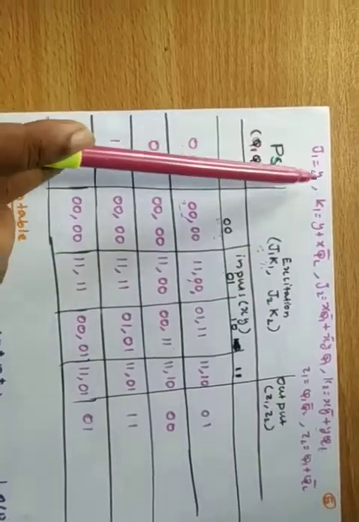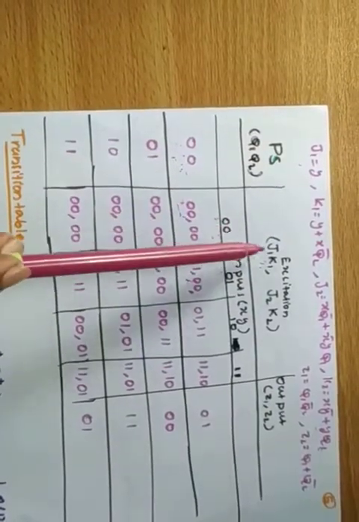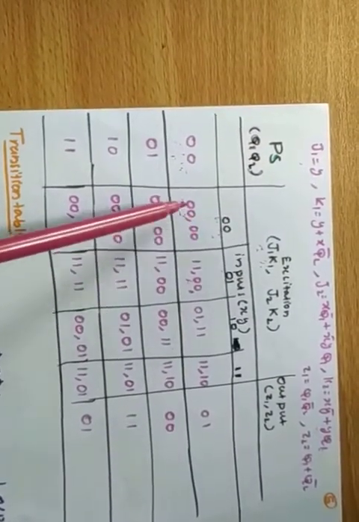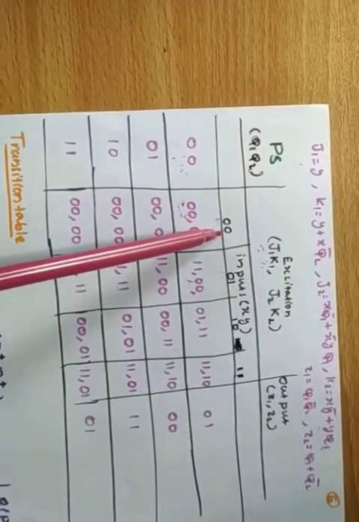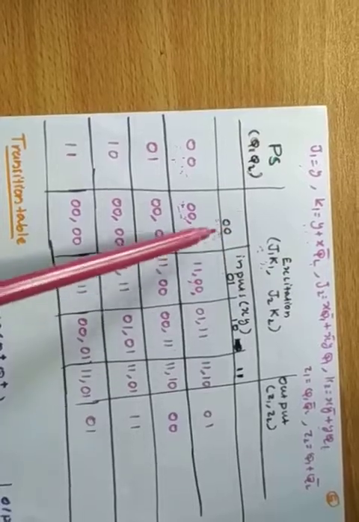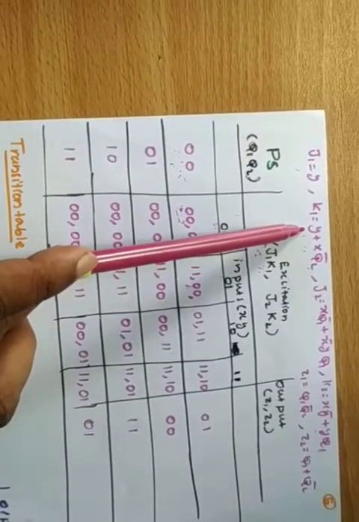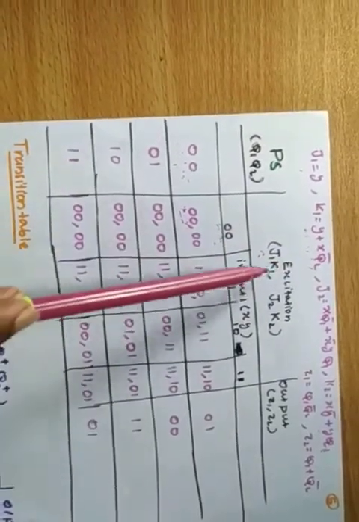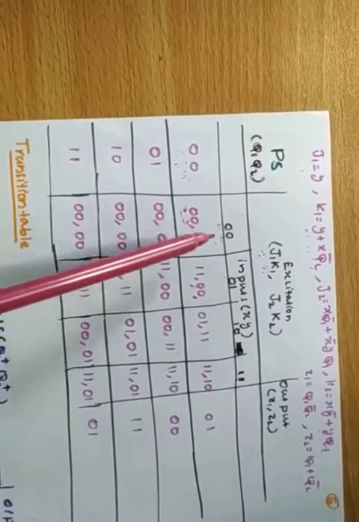We know that J1 is Y. So here in J1 it is 0, because Y is 0. K1 is Y plus X Q2 bar. Substitute the values here: X is 0, Y is 0, so 0 plus 0 is 0. So K1 is 0. J1, K1 is 0, 0.